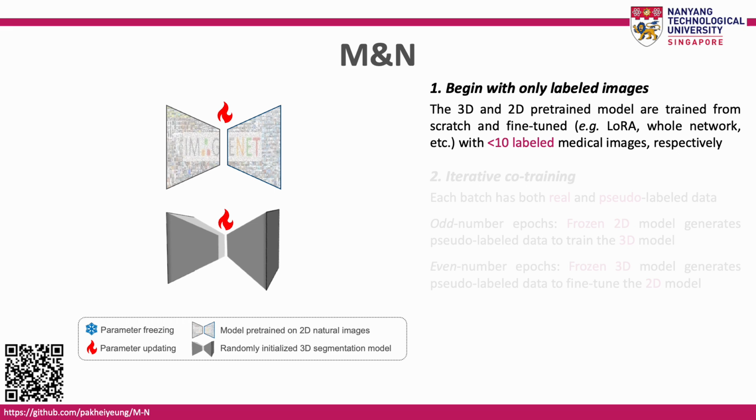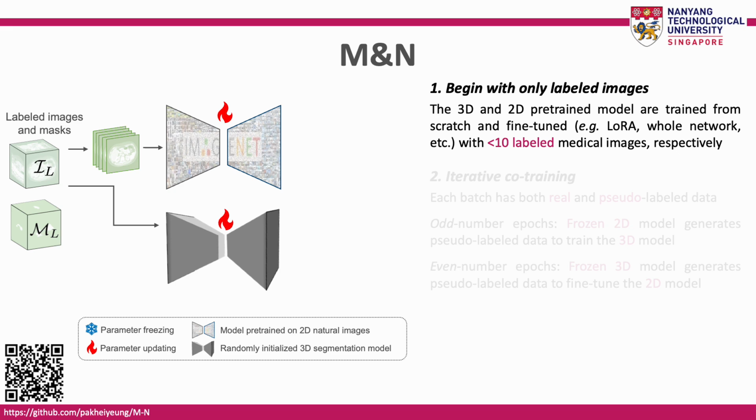So we have the pre-trained 2D model and the randomly initialized 3D model. We start by training and fine-tuning them with a small set of labeled images. The 2D pre-trained model can be fine-tuned by different strategies, such as LoRA or whole network training. And we will show you more detailed comparisons in the results section later.